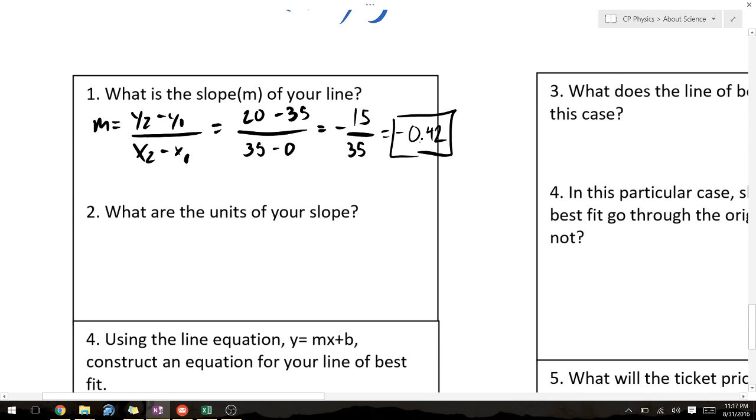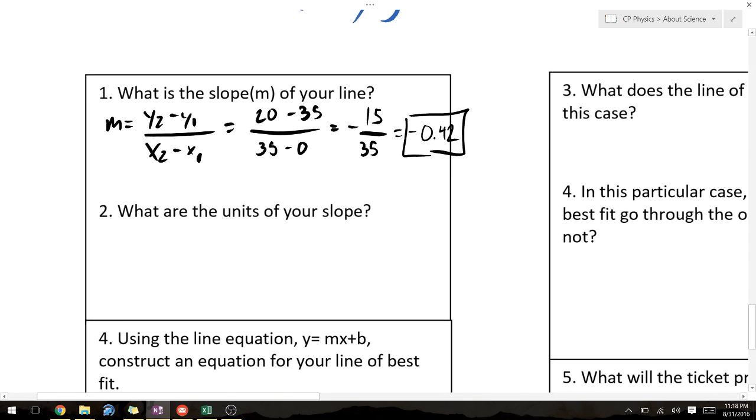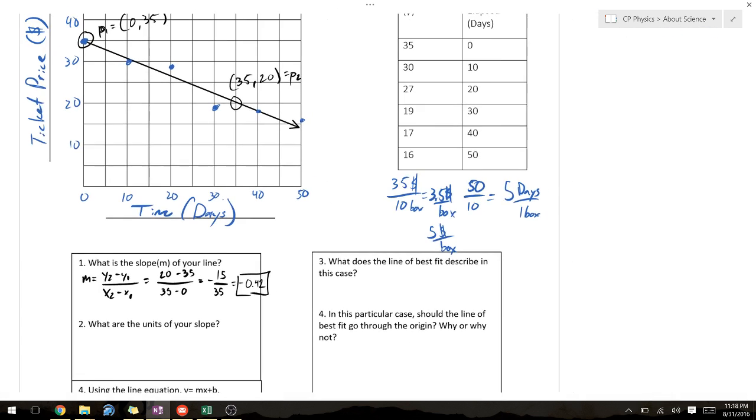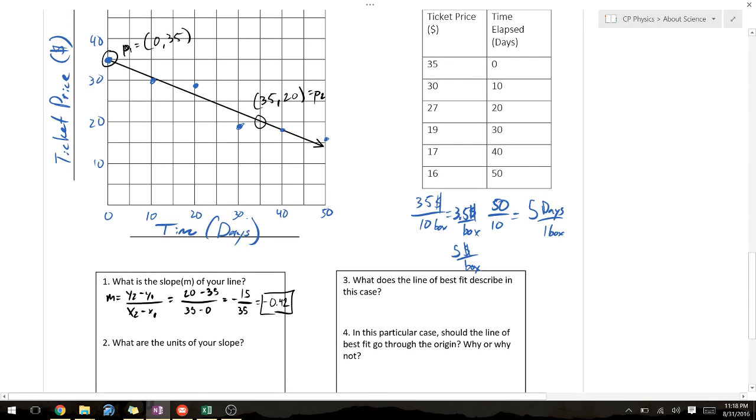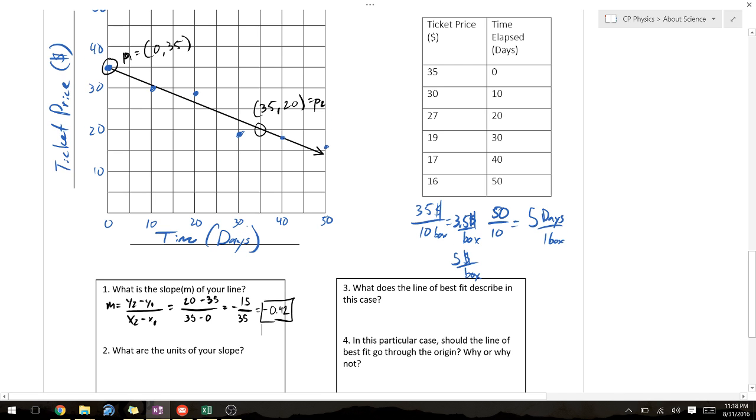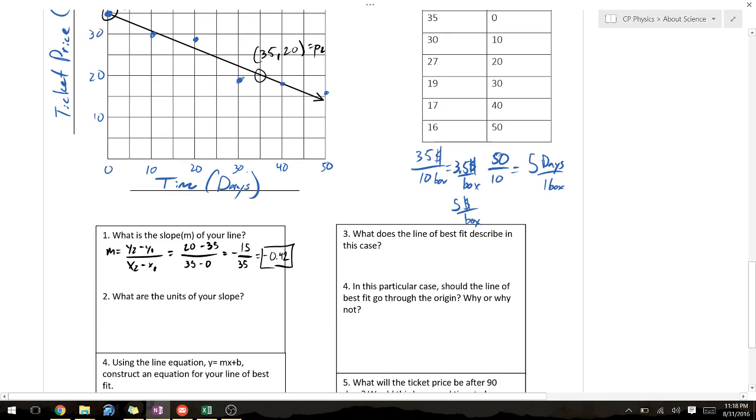Some things to point out. It's good that we got a negative because our trend is definitely negative. It goes down over time. And 0.42 sounds pretty approximately right. It doesn't decrease too much over 50 days, so that sounds good.